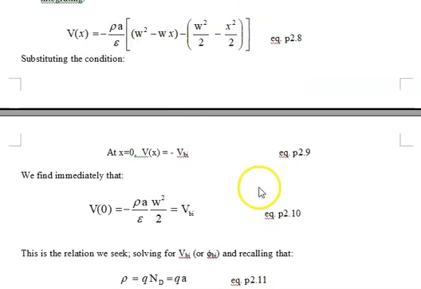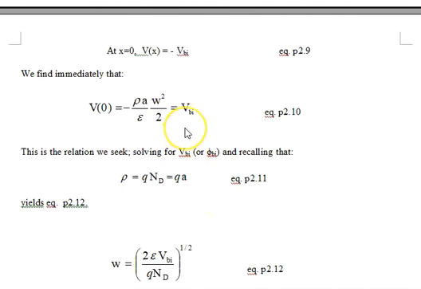Substituting the boundary conditions, I won't do that. I won't go into all the details here, but hopefully you can follow. This is not all that difficult.